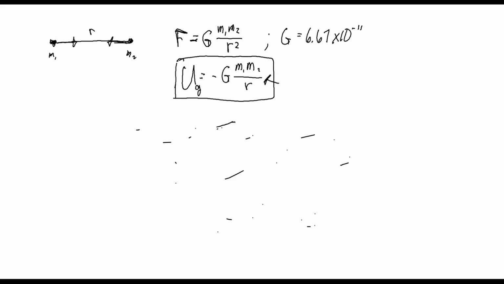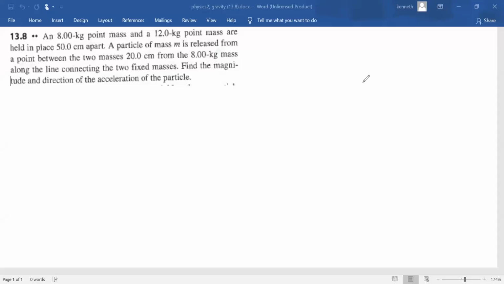Let's look at one problem, 13.8 from the text. Problem 13.8: an 8 kilogram point mass and a 12 kilogram point mass are held in place 50 centimeters apart. A particle of mass m is released from a point between the two masses, 20 centimeters from the 8 kilogram mass, along the line connecting the two fixed masses. Find the magnitude and direction of the acceleration of the particle.